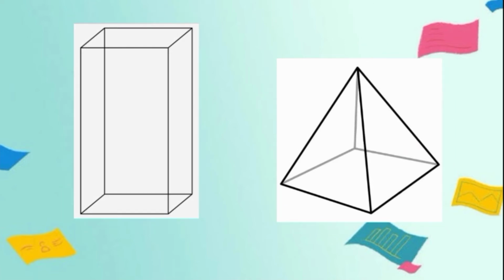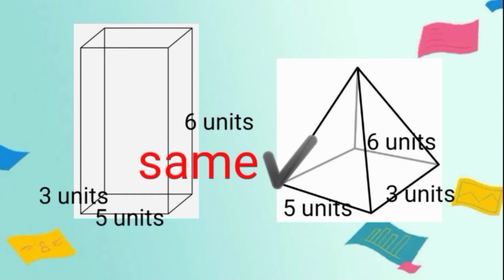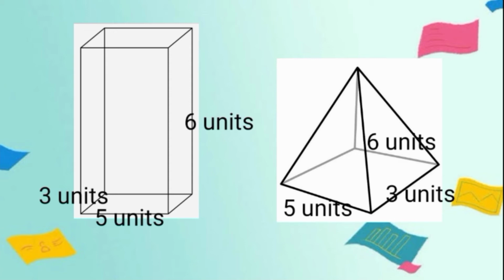Now let us observe the given example. We have here a rectangular prism whose length is 5 units, width 3 units, and height 6 units. And we also have a pyramid that has a length of 5 units, width 3 units, and height 6 units. If the pyramid and the rectangular prism have the same base and height, therefore, the volume of the pyramid is 1/3 of the volume of the rectangular prism.